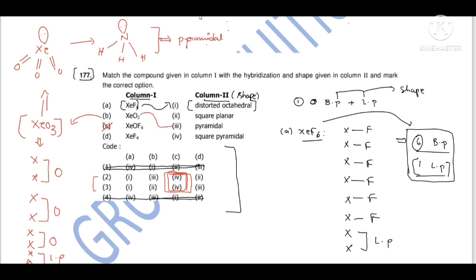Now let us come to the options. Here B matches with 3. Only option 2 satisfies that B matches with 3. Option 3 is eliminated. So 2 is our correct answer.